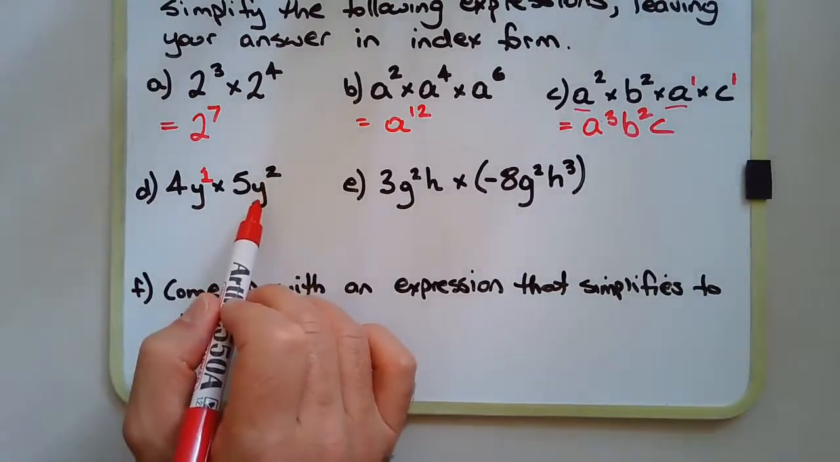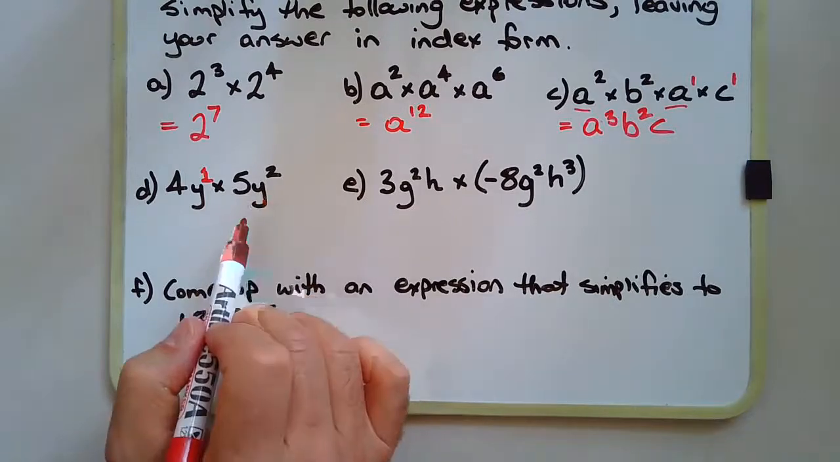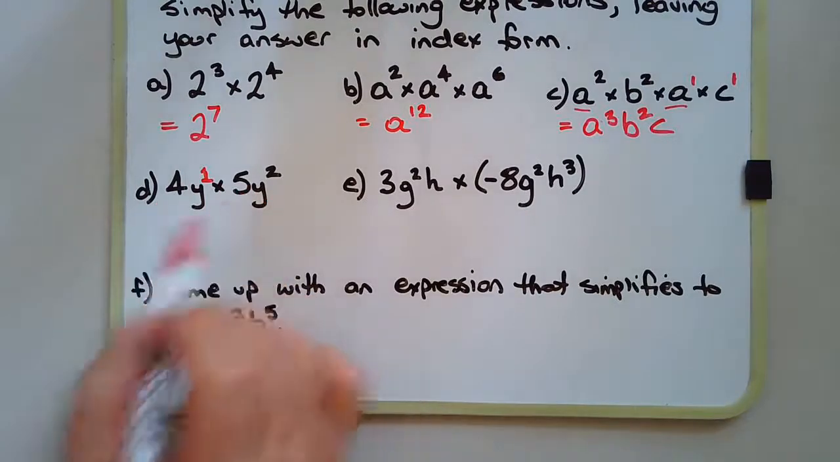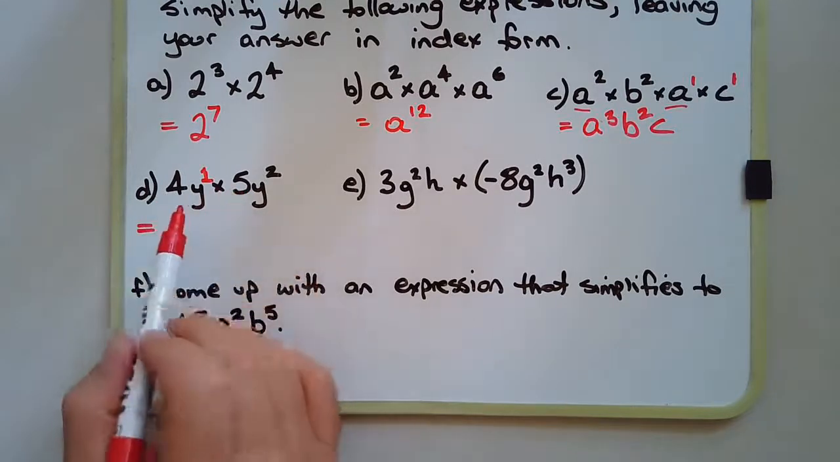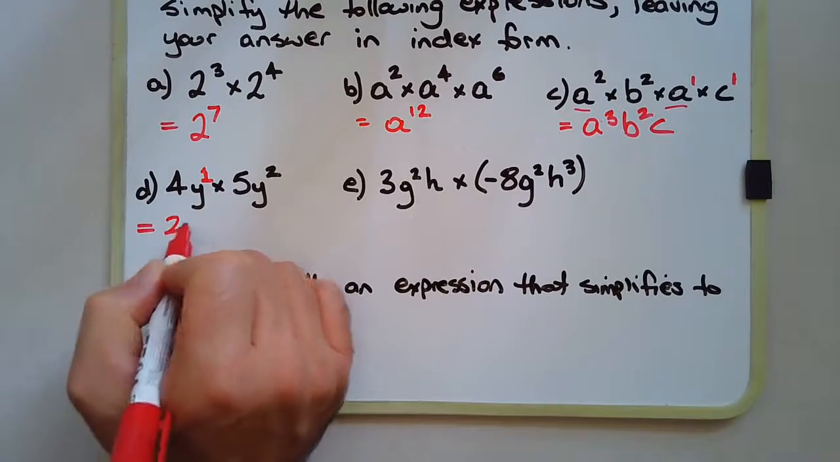The y squared is y times y, so there are 2 of those y's there. Then you have 4 times 5, the ordinary numbers. The first thing we do is multiply the ordinary numbers together. So 4 times 5 is 20.